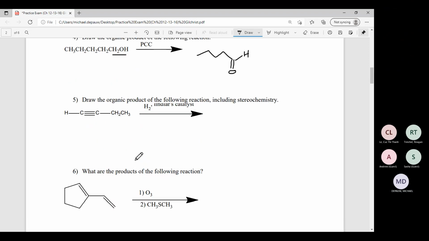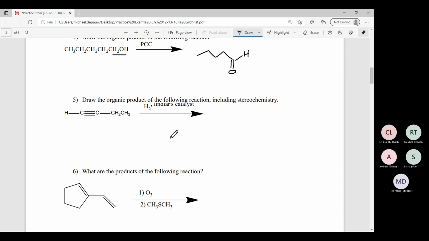Next, it says draw the organic product of the following reaction, including stereochemistry. Let me ask you this. Is there any stereochemistry to the product of number 5? What do you think? Doesn't Lindlar's catalyst make it a cis molecule? Maybe.